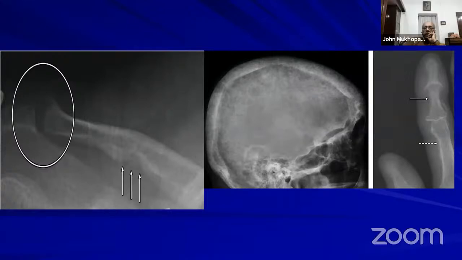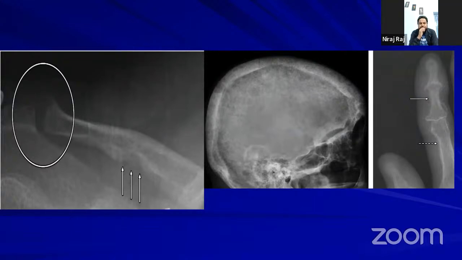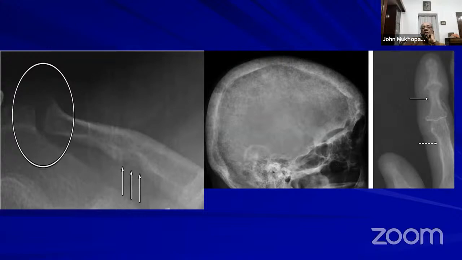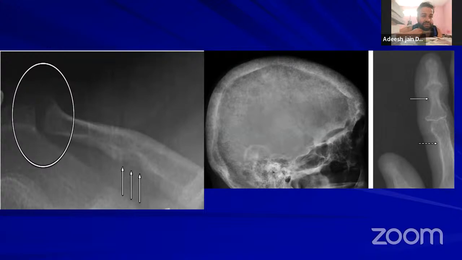So he's shown you three different X-rays, okay? Terminal tuft of phalanges. What do you get? Terminal phalanx, what do you get? The brown tumor. Acro-osteolysis. Just one by one you can tell them. Yeah. So, acro-osteolysis. On the ulnar side.